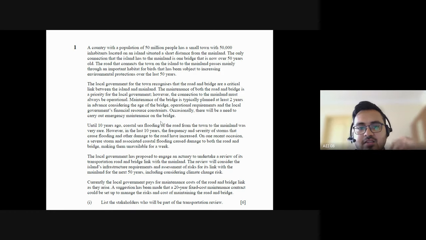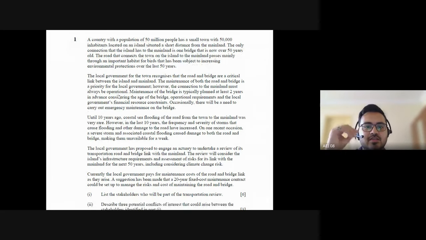They say the road that connects the town on the island to the mainland passes mainly through an important habitat for birds that has been subjected to increasing environmental protections over the last 50 years. And that's where the dread begins, because historically, you can ask any seniors who have given CP1. Within CP1, the most dreaded section is usually climate change, because the moment climate comes in, it drastically starts reducing, because they're seeking certain things within questions like these. So now I am introduced to potentially climate, because they're saying that the road passes through an important, ecologically sensitive kind of area, which is a habitat for birds. It doesn't say ecologically sensitive, but it says that it's an important habitat of birds. All right, so climate change is potentially introduced right now.